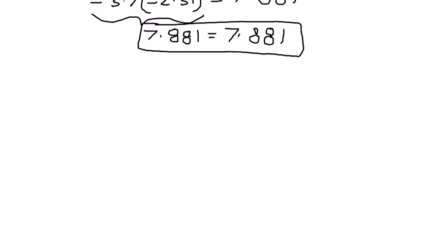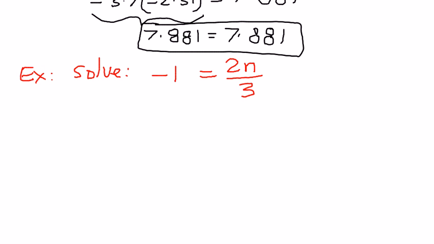Let us use this division property to try to understand another example. Let's say in this example we want to solve for n: negative 1 is equal to 2n divided by 3. Okay, so we want to solve for n, we can divide by 2 over 3. We can also write the same problem as negative 1 is equal to 2 over 3 times n.